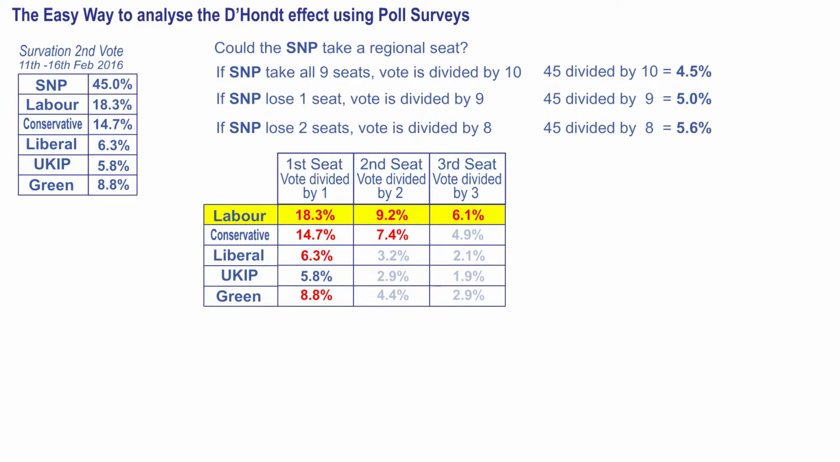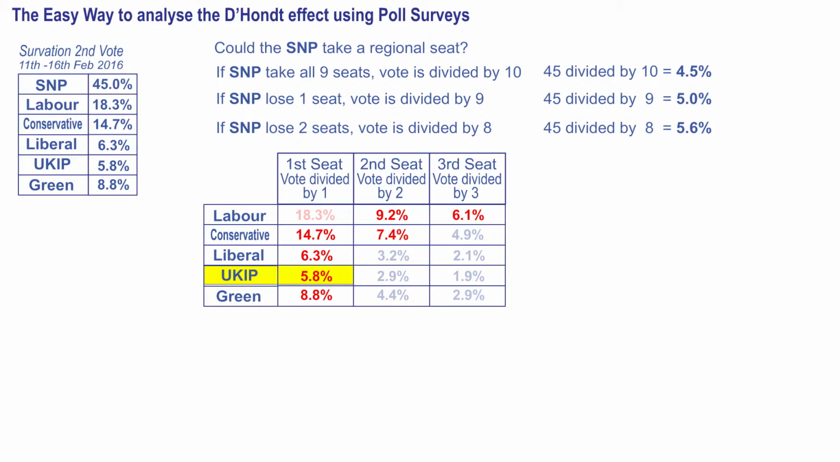The regional result is 3 seats to Labour, 2 seats to the Conservatives, 1 to the Greens and 1 to the Liberals. Now what would have happened if Labour had got 1 of the constituency seats? They would then not have got their first divide by 1 regional seat and UKIP would have a seat in the Scottish Parliament. The SNP could not take it as with 1 constituency seat lost they are still divided by 9. 45 divided by 9 equals 5, which is too low.